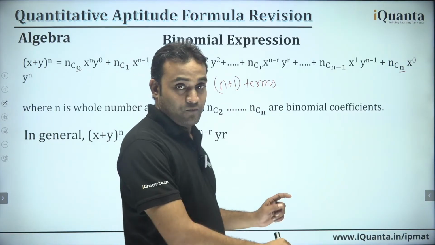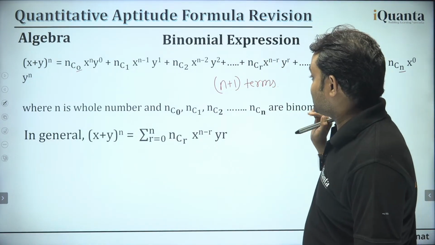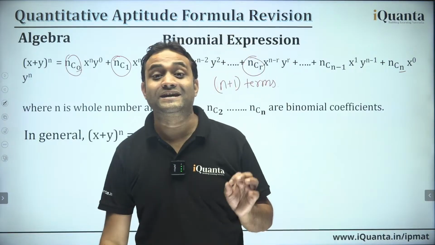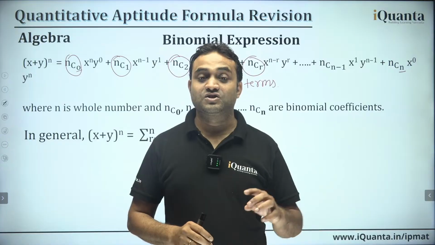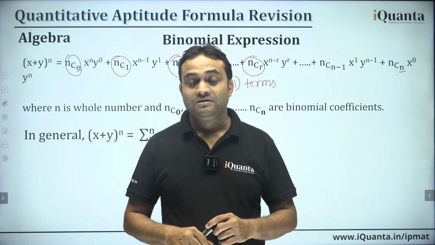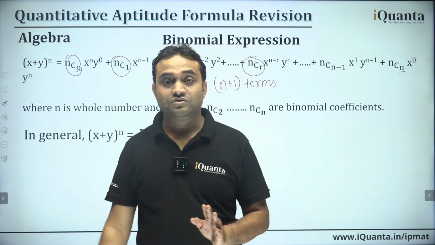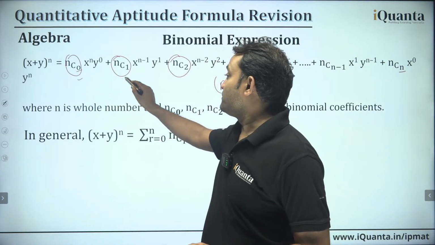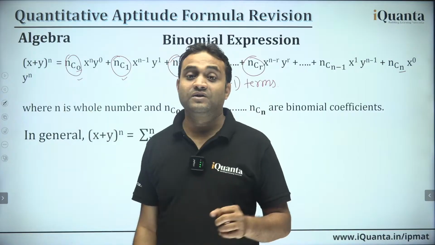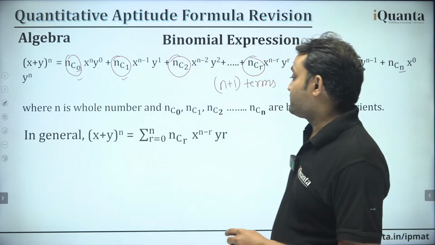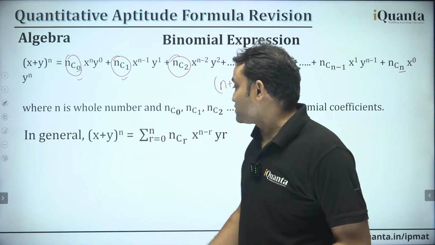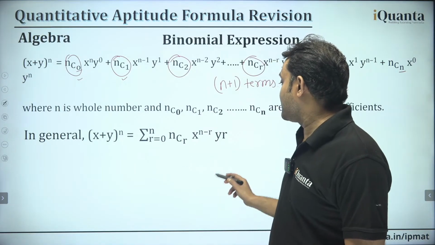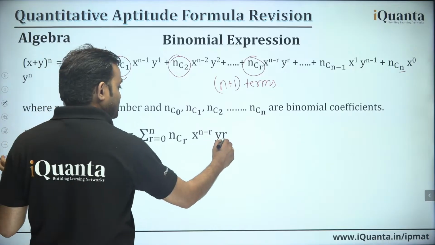Next, these values are known as coefficients: nC0, nC1, nC2, nCr, all of these. The constant part in any term is known as the coefficient of that particular term. Here x and y do not have any constant associated with them, that's why these are straight away the coefficients. But if some constants are associated with these two values, then we will also count them in the coefficient. Now the general form of (x plus y) to the power n is the summation over r from 0 to n of nCr x to the power (n minus r) into y to the power r.